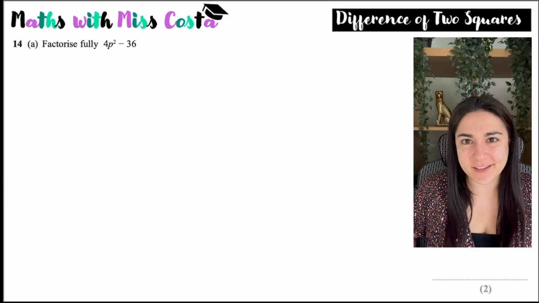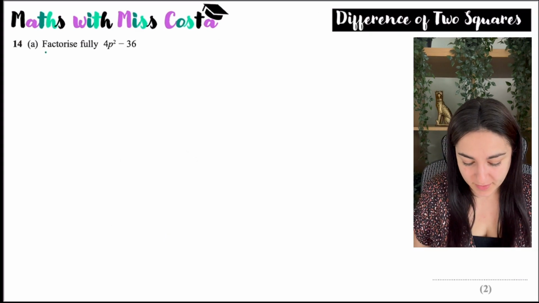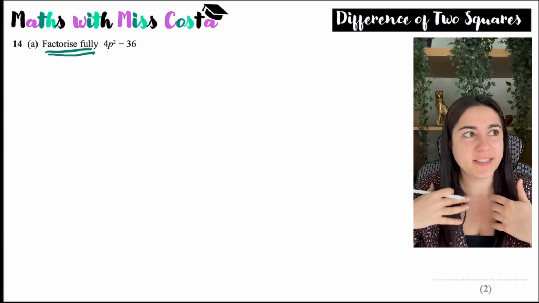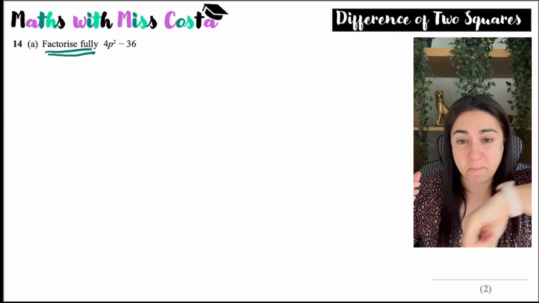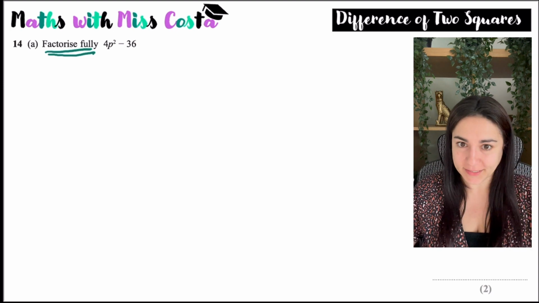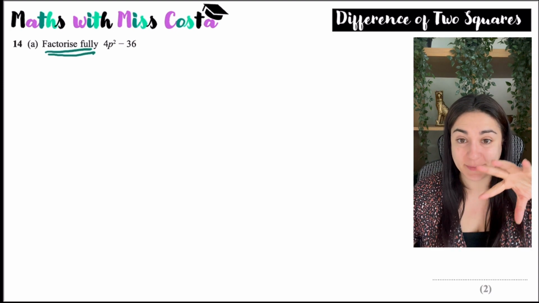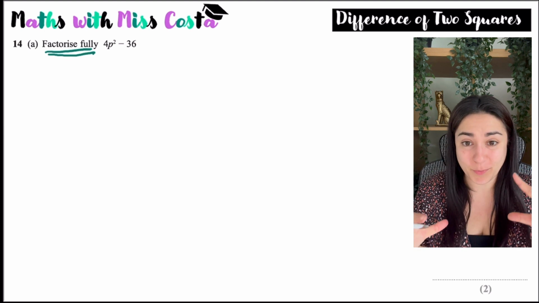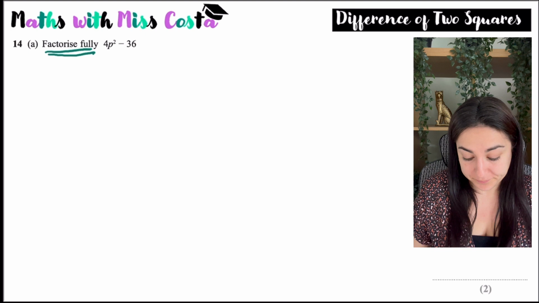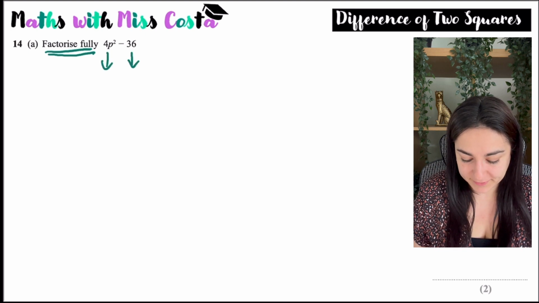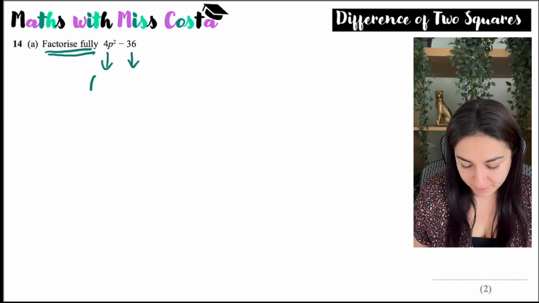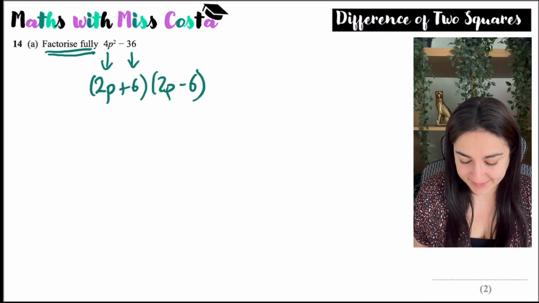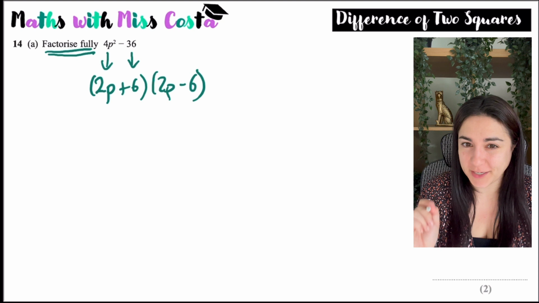Okay, so here I'm being asked to factorise fully. When I'm factorising, I'm putting things into brackets, but what you're trying to do is extract or squeeze as much as you can and put it outside the bracket. A common thing that people would do with a question like this is they think, oh, this is the difference of 2 squares, so I could just factorise it as (2p + 6)(2p - 6). And yes, you could, but that's not factorising it fully.